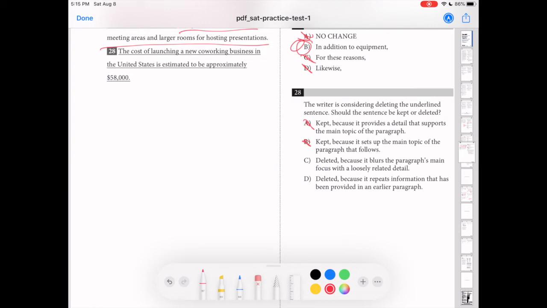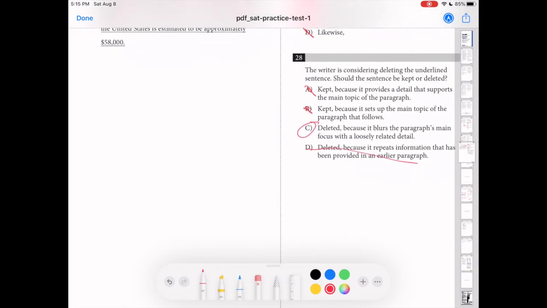A and B need to be chopped. C answers this exact question. D talks about the sentence already being mentioned. Well, no, the exact reason we don't like this is because we didn't hear it yet in this paragraph. Not that we already heard it. So that makes C correct.